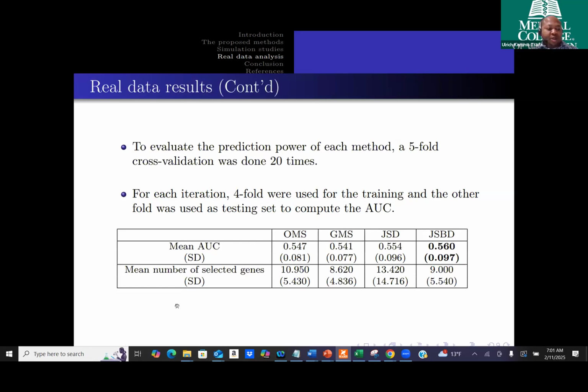So to evaluate the performance of the method, we did 5-fold cross-validation 20 times. That helped us to compute the testing AUC with 1 fold, and 4 folds were for the training. And you will see here that the AUCs are kind of similar, even though the proposed method has a slightly higher AUC, even with a smaller sample size and a smaller number of genes selected.